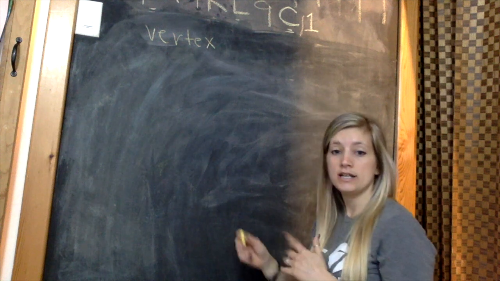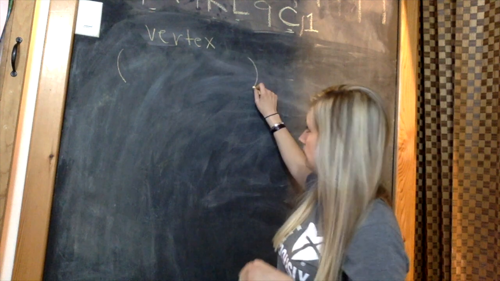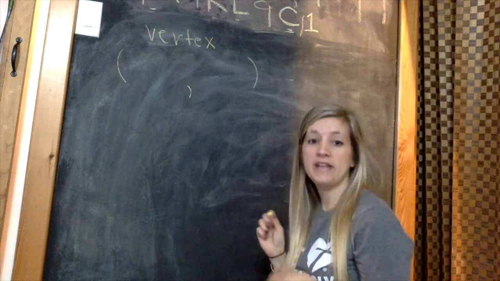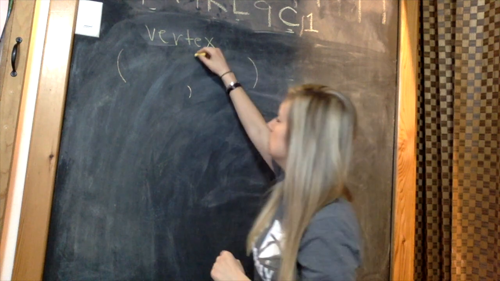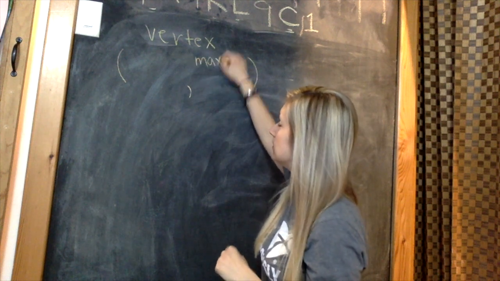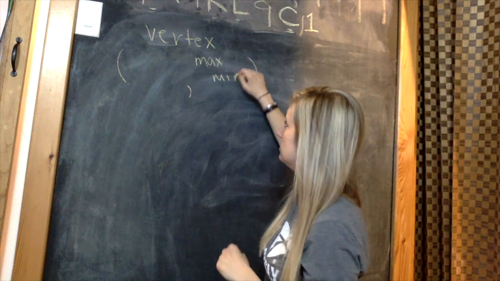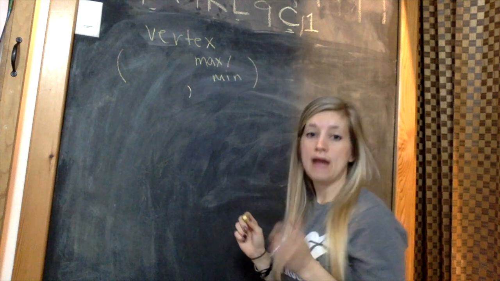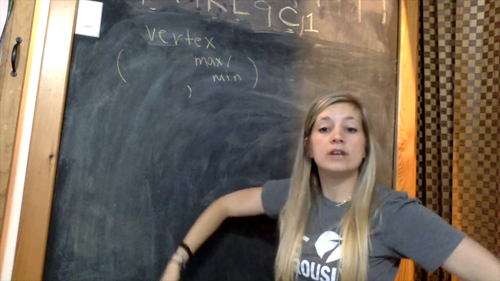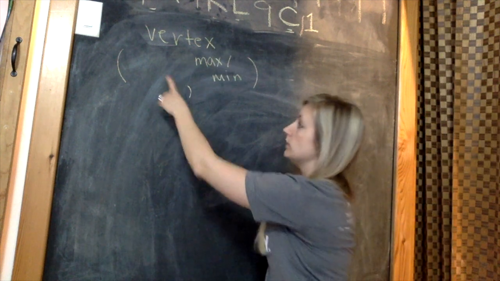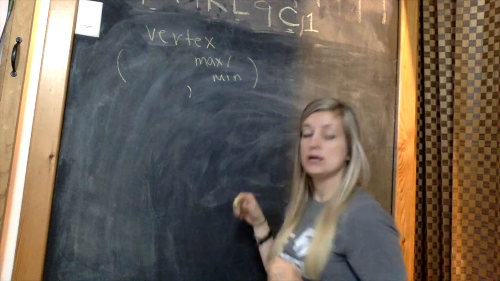In our organizer, we had our vertex represented as an ordered pair. What we had figured out so far is that the y value is our max or our min, depending on if we have a concave up or a concave down parabola. So we left this x part blank.